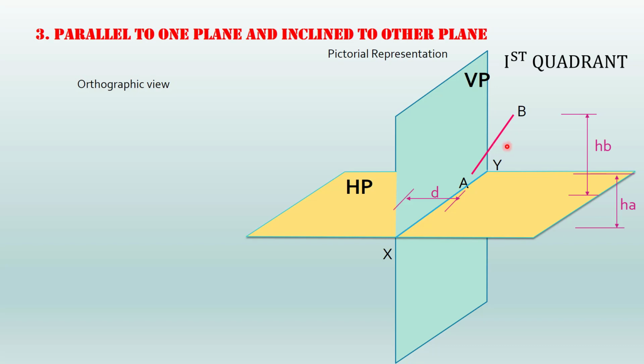Okay. Now, when we look at this line from the front, we will get a dash and b dash on VP, right? And when we join this a dash and b dash, we will get the front view or elevation of the line capital AB.